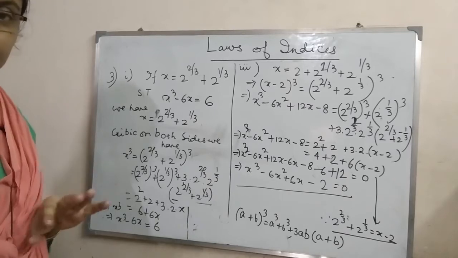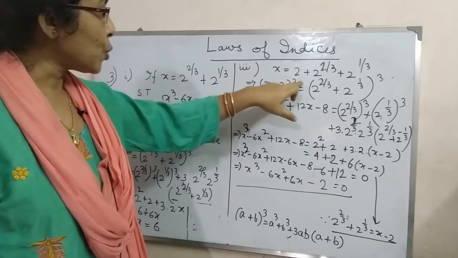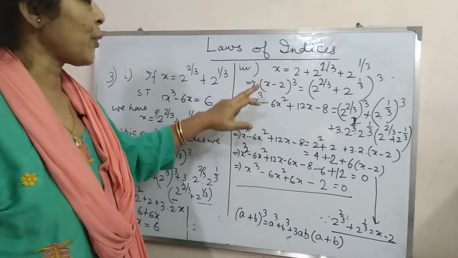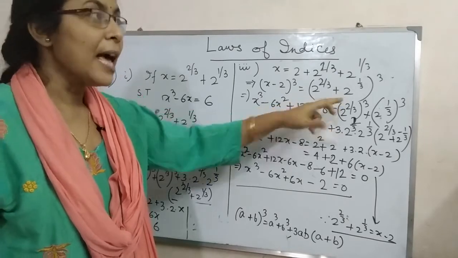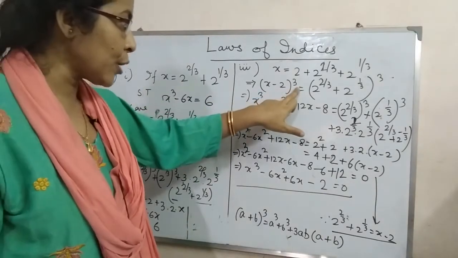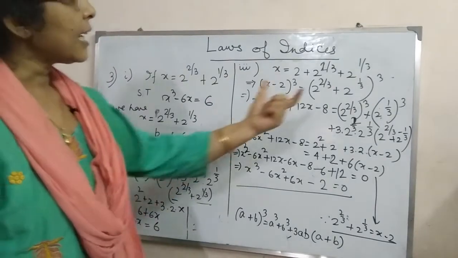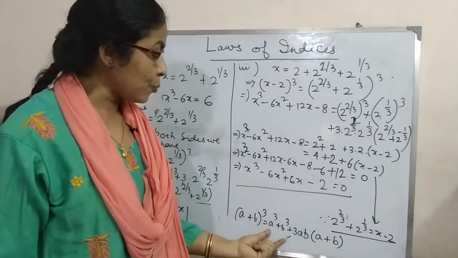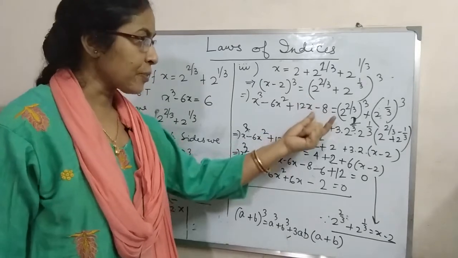Sum number 2 you will do yourself. Now sum number 3: x equal to 2 plus 2 to the power 2/3 plus 2 to the power 1/3. I can write it this way: x minus 2 equals 2 to the power 2/3 plus 2 to the power 1/3, and once again I cube both sides. We get (x minus 2) whole cube equal to (2 to the power 2/3 plus 2 to the power 1/3) whole cube. Here I expand it: (a plus b) whole cube is a cube plus b cube plus 3ab into (a plus b). Same formula I can use here.